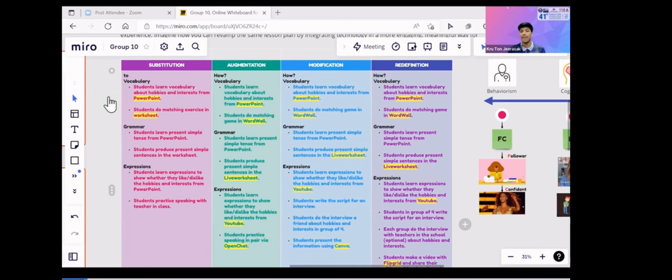And now I have one question for you. What kind of teacher are you? Are you going to be a substitution teacher, or are you going to be a redefinition teacher, if you can? Yeah, ladies and gentlemen, that was what we wanted to share with you. Thank you. Thank you so much.